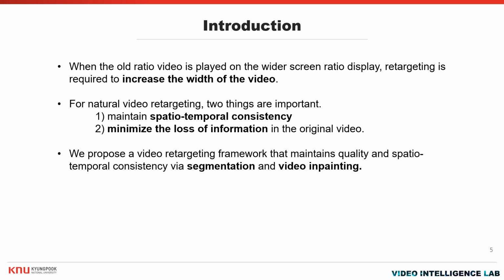To improve this problem, retargeting is needed to increase the width of the video. There are two important things for natural video retargeting. One is to maintain the spatial-temporal consistency, and the other is to minimize loss of information in the original video. We propose a video retargeting framework that maintains quality and spatial-temporal consistency via segmentation and video inpainting.